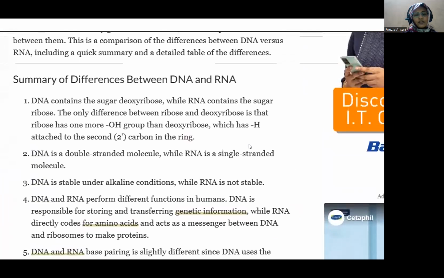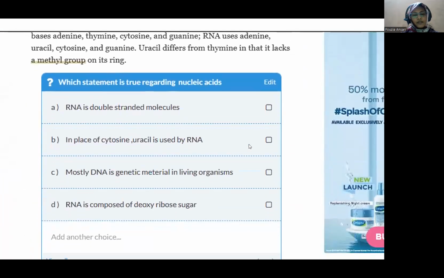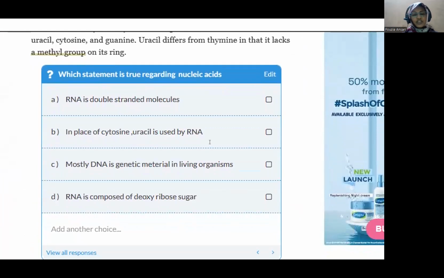Now look at this one. What is the difference between DNA and RNA? Tell me which statement is true. RNA is a double-stranded molecule? No. In place of thymine, uracil is used by RNA, and thymine is used in DNA. And mostly DNA is the genetic material in living organisms. Yes, you are right, this is the correct option. And RNA is composed of deoxyribose? No.